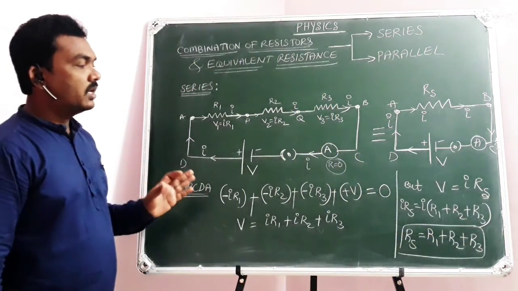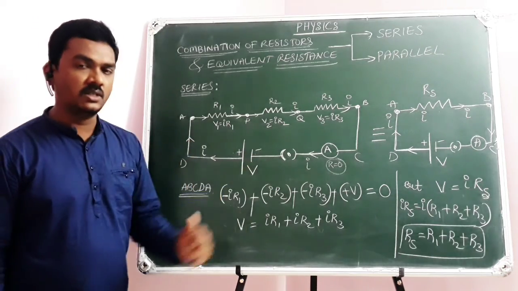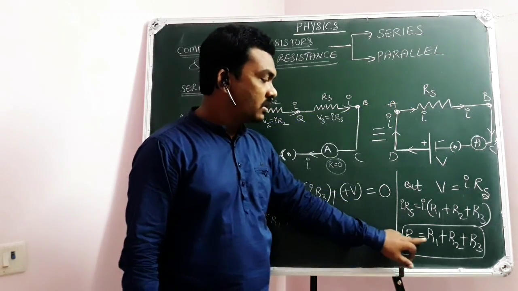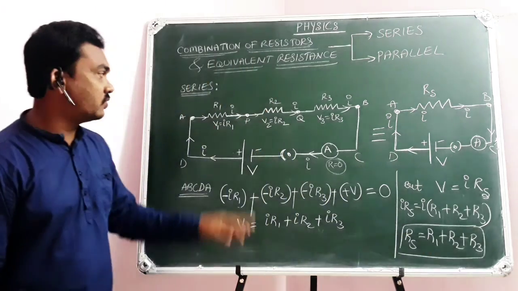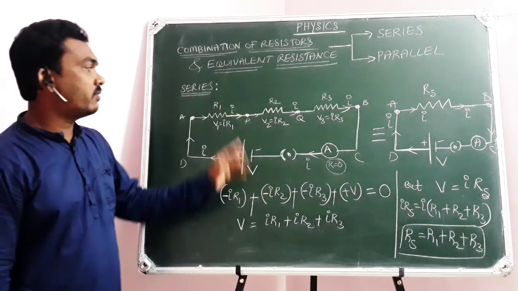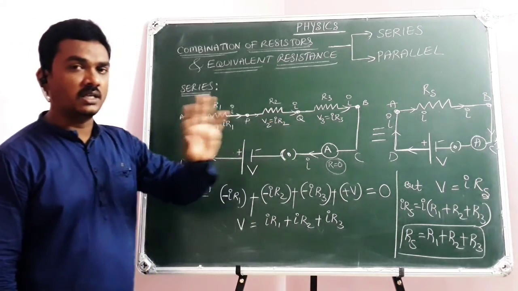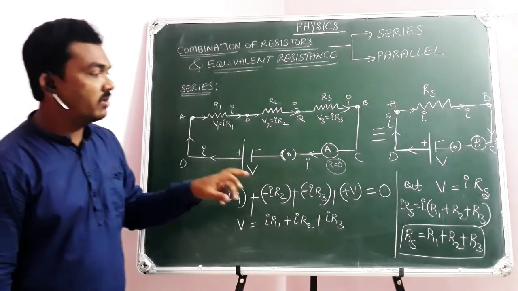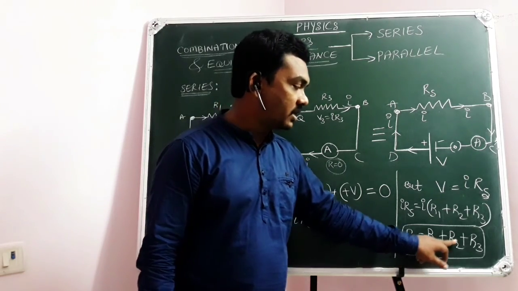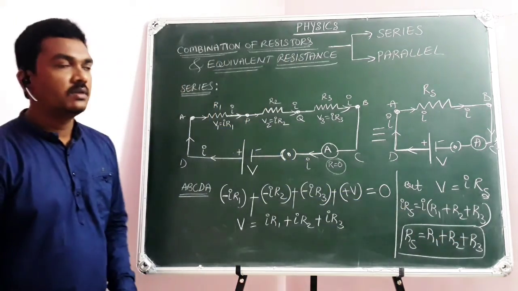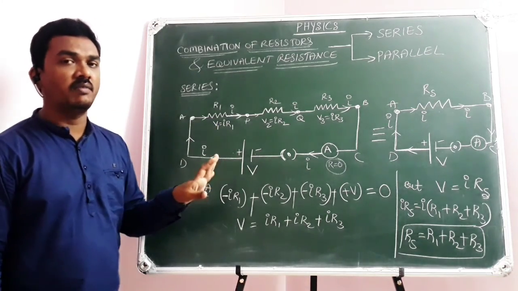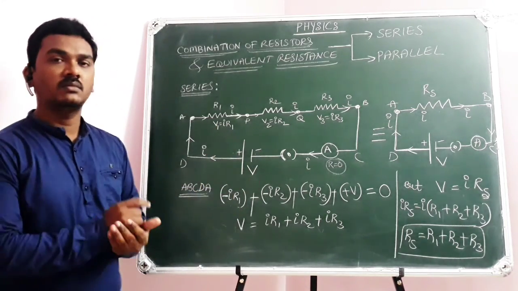So this is how, in a series combination of resistors, the equivalent resistance will be equal to the sum of all the individual resistors that are connected in series. R1, R2, R3 are the resistors connected in series, so the equivalent resistance of the series combination is R1 plus R2 plus R3. This is all about series combination of resistors and the equivalent resistance.